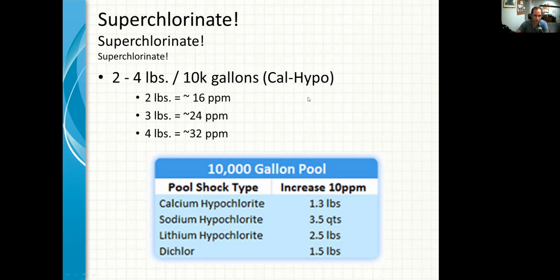Also at the bottom, you can see different types of chlorines, and calcium hypochlorite is the most concentrated. About 1.3 pounds will increase 10,000 gallons by 10 ppm. And sodium hypochlorite is liquid. Lithium, I don't know anybody that uses lithium right now. And dichlor is not as concentrated. 1.5 pounds will increase it by 10 ppm.